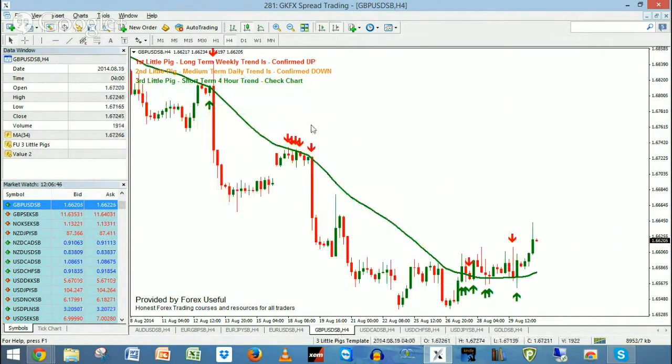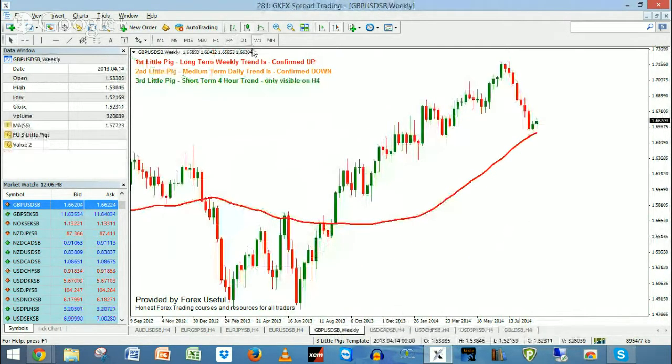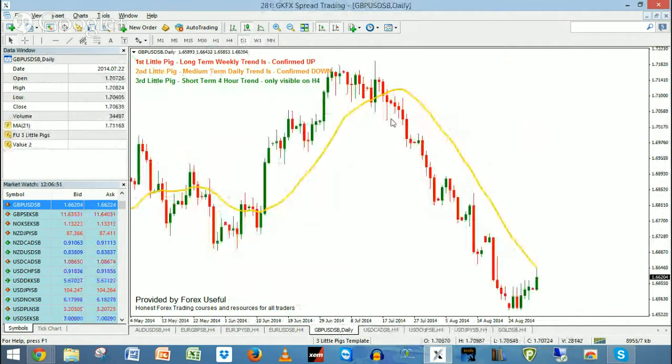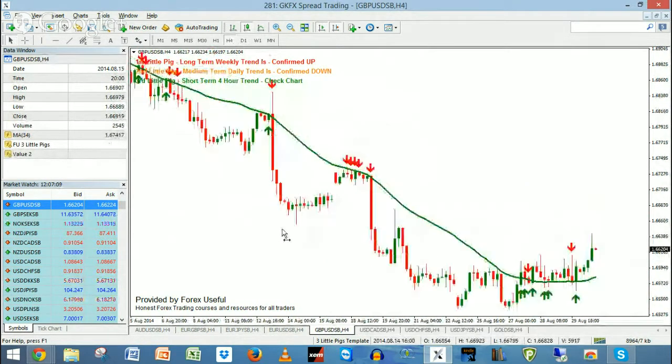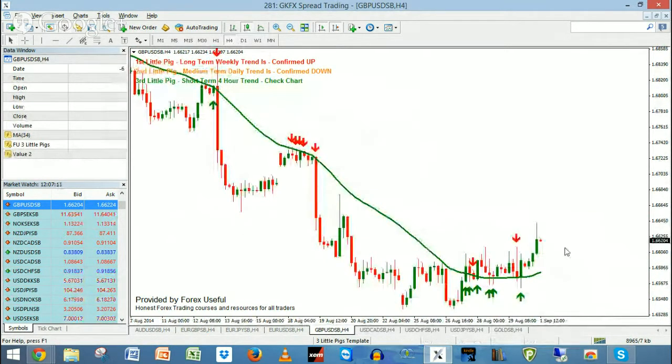Onto cable, no interest here basically. Weekly's up, and the daily's just been in a strong downtrend. It's a pity that we didn't catch any of this with this strategy, but because I trade this as well on the 4 hour, luckily I'll cover that soon, but luckily I've caught some of this move on that strategy. So missed out on a lovely big down move here on the daily, but that's the benefit of having two strategies running at the same time.